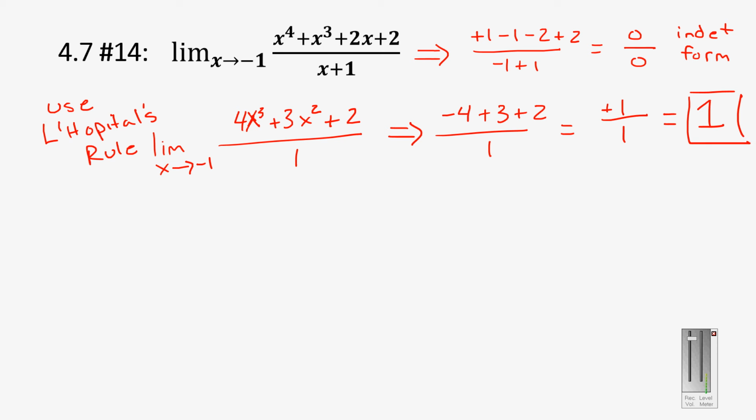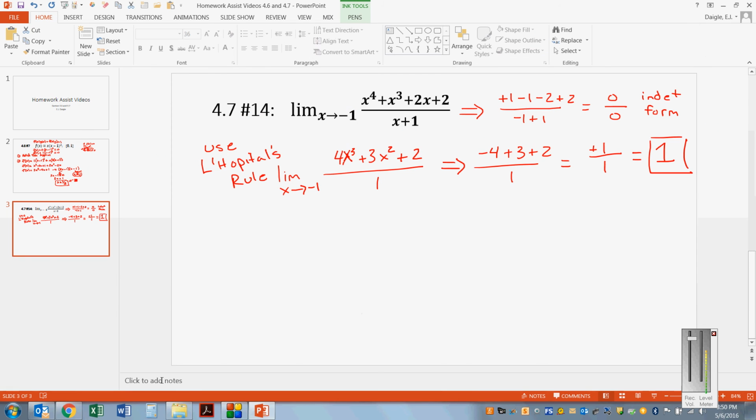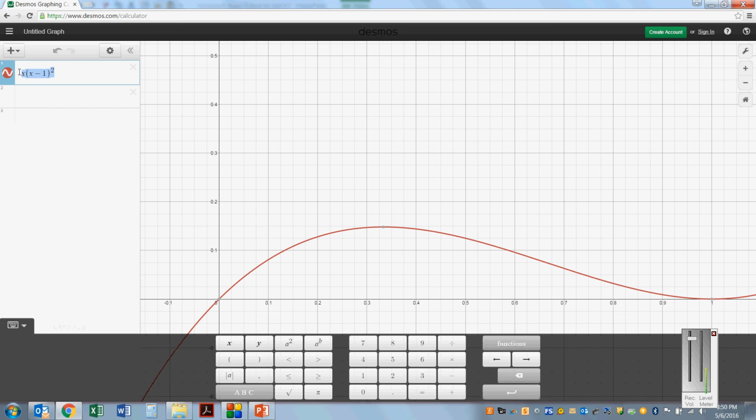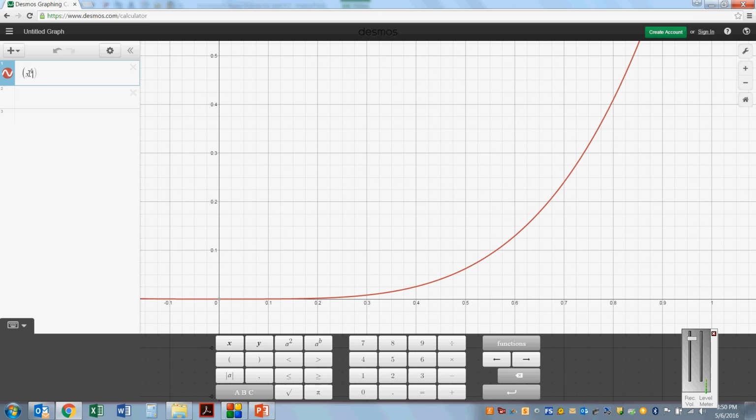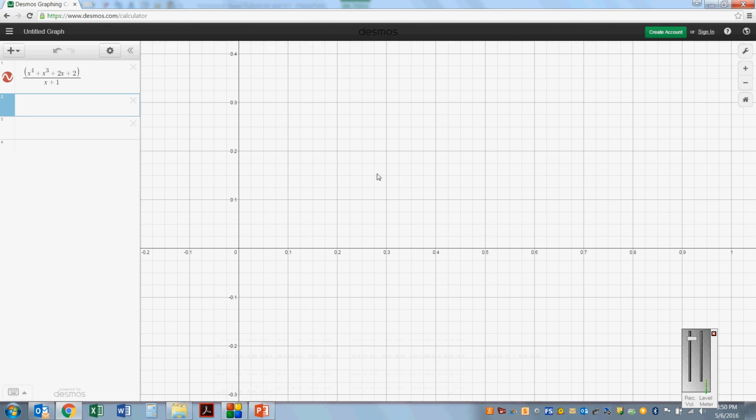That's the limit. Now what's interesting is, again, I've told you this on other problems, don't be afraid to graph this. So let's keep the annotations there. Let's go into Desmos real quick, and let's graph this guy, which the original function was x to the fourth plus x cubed plus 2x plus 2 divided by x plus 1. And that was our original function.